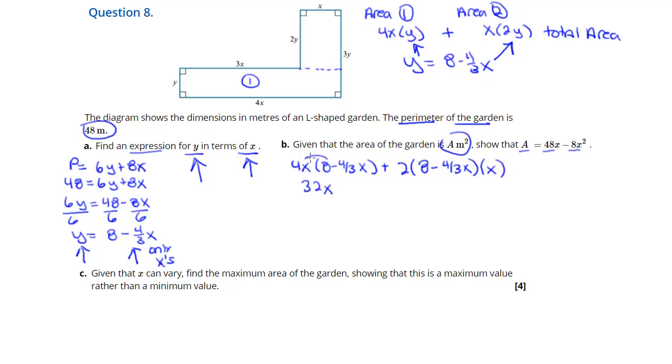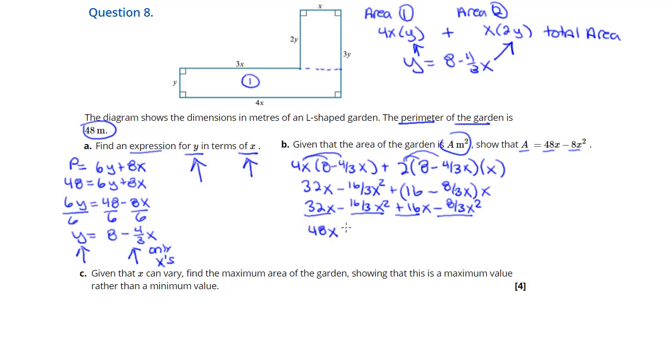And I'm going to find out that this is 32x minus 16/3 x squared. This is going to be 16 minus 8/3 x, and then times x again. So that last part is going to be 16x minus 8/3 x squared. I notice I can combine some like terms. So this is going to be 48x. And when I put these together, I'm going to get negative 24 over 3 x squared. And as I know, 24 over 3 is 8, and that is exactly what it's supposed to be.